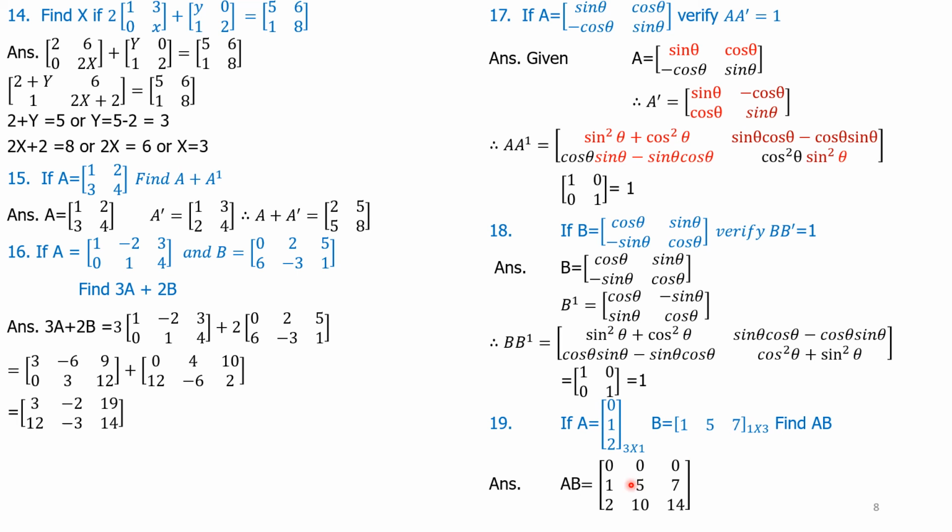This is row 2 of the resultant matrix. And the number 3, we have to multiply 2 with 1. 2 into 1 is 2 here. 2 into 5 is 10. 2 into 7 is 14. This is the answer for the given question.